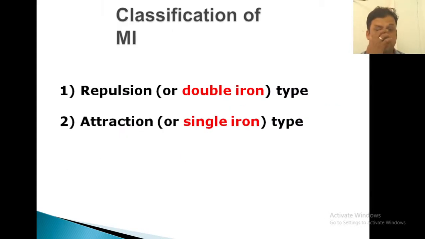So for classification, MI instruments have two types: repulsion or double iron type, and attraction or single iron type. This is the classification of moving iron instruments. The name MI is given because it has a moving soft iron inside the meter.